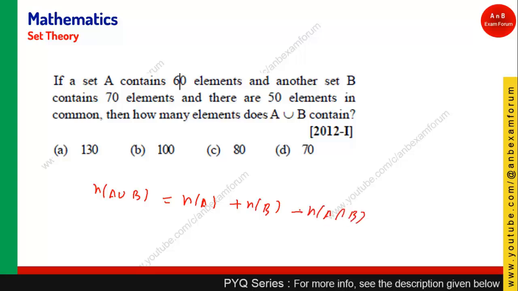Okay, so the number of elements in A is 60, the number of elements in B is 70, and there are 50 elements common, meaning A intersection B is 50. So 60 plus 70 is 130, 130 minus 50 is what? 80. So the correct answer for this question is option C, 80. So those who have given option C, they are right. Option C is the right answer.